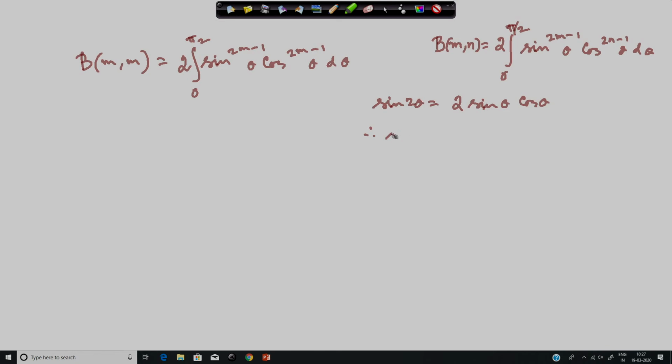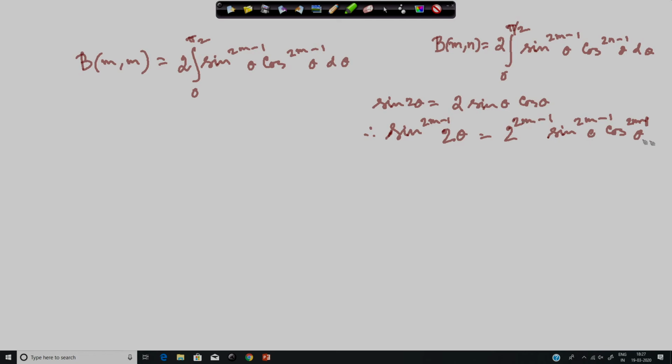Therefore, what about sin^(2m-1) 2θ? That will be 2^(2m-1) sin^(2m-1)θ cos^(2m-1)θ. So, we have sin^(2m-1)θ cos^(2m-1)θ, but we do not have the term 2^(2m-1).